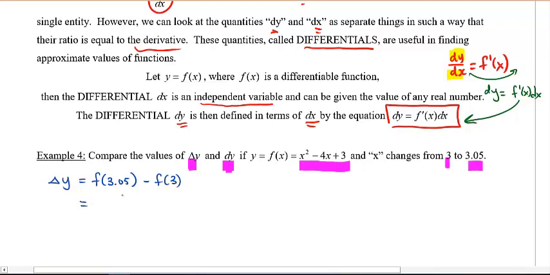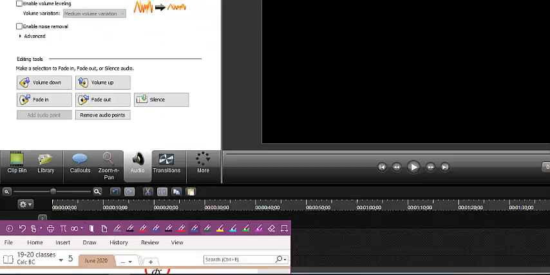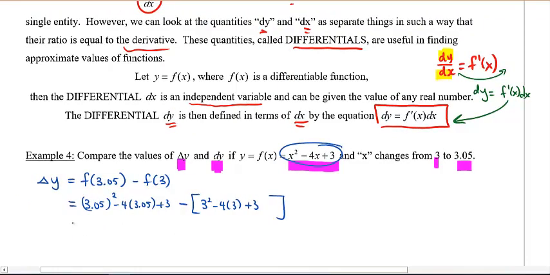If I did that by plugging it into the equation, this will be 3.05 squared minus 4 times 3.05 plus 3, right? Once again, just plugging it into the equation. Minus, and then f of 3, that's 3 squared minus 4 times 3 plus 3. You can do all these calculations, and if you did it properly, you would have found the answer, I think, was 0.1025. Okay? So that's the exact value of delta y. That was a lot of work, though, right?